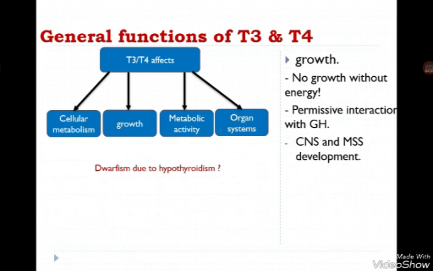That's why thyroxine hormone or thyroid hormone is very important in growth, because there is no growth without energy. It also affects central nervous system and musculoskeletal system development. That's why hypothyroidism may cause dwarfism and mental retardation in a condition called cretinism.